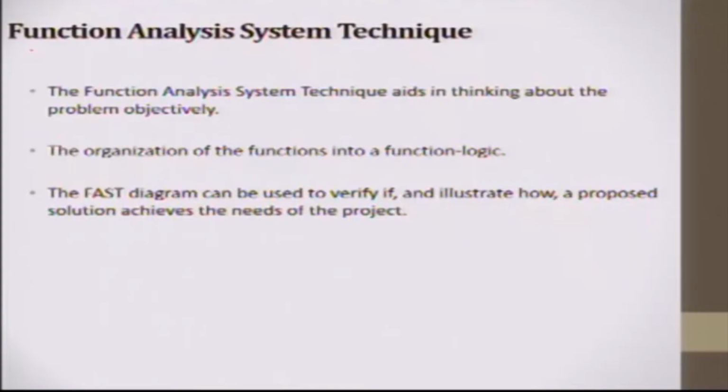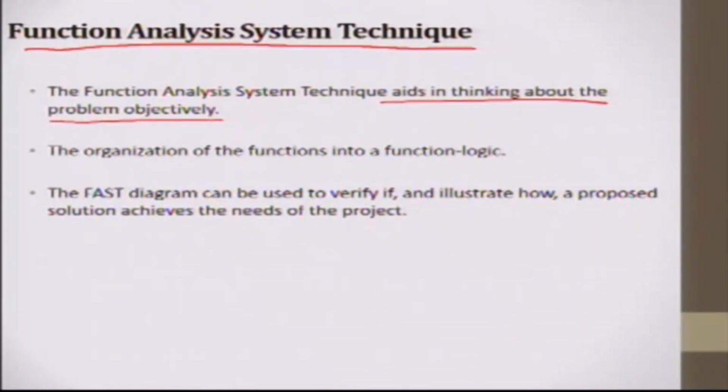So, this is the second part of the lecture, value engineering methodology. We were discussing the function phase, wherein we have defined what is function, and we were on the FAST diagram, that is function analysis system technique. So, what is function analysis system technique? Function analysis system technique aids in thinking about the problem objectively, that is, it identifies the scope of the project by showing the logical relationships between the functions.